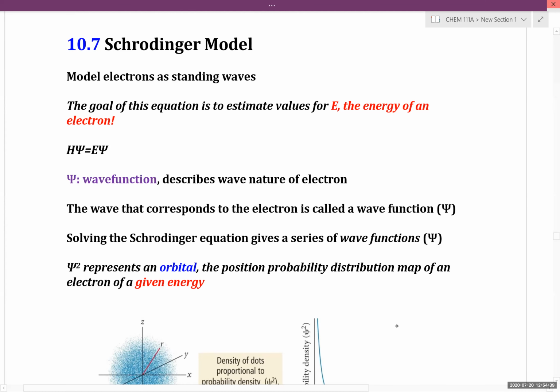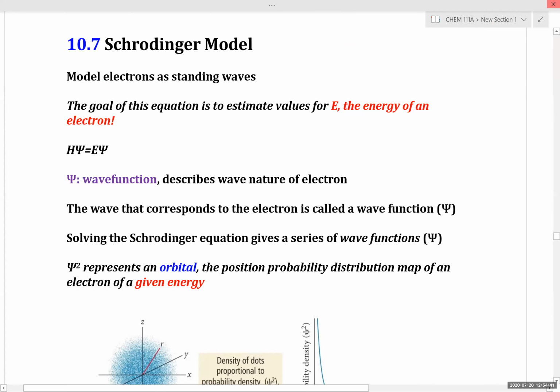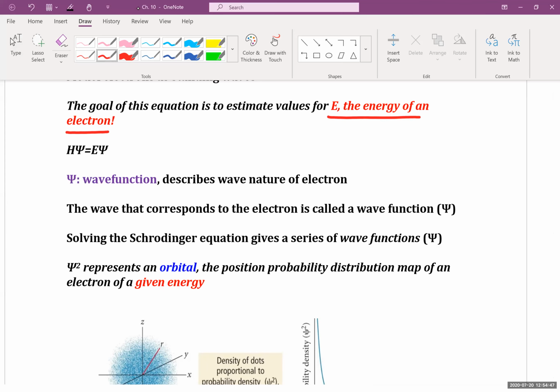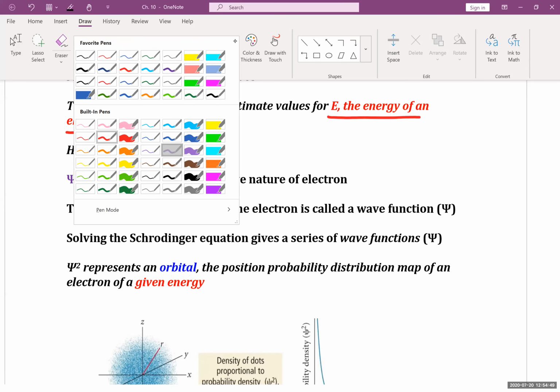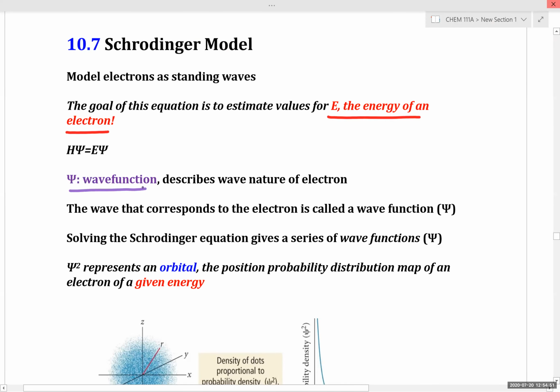So first, let's discuss our goal. And our goal is to estimate values for the energy of an electron. And this wave function symbol, quite simply, is a function that models the energy of an electron as a function of different quantum numbers and other parameters. This wave function is describing the wave nature of an electron.